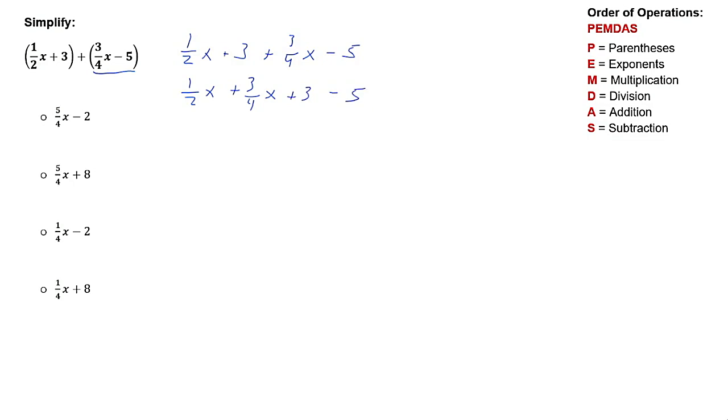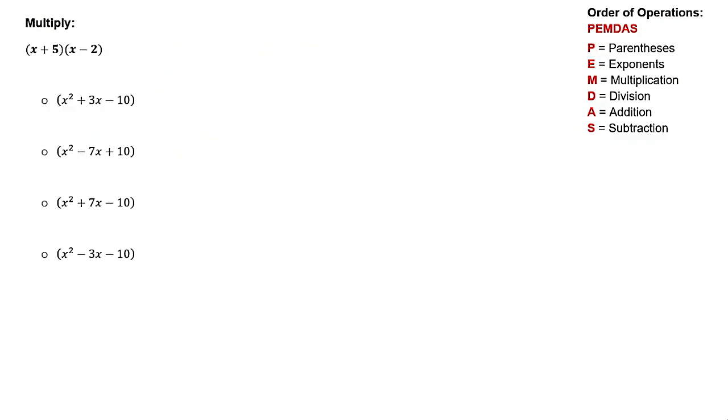If I want to combine 1/2 x and 3/4 x, we'll find the least common denominator. In this case, we can turn this into 2/4, which is basically the same thing as saying 1/2. And now it combines easily with 3/4. So we have 5/4 x, that's coming from this part. And then we just have to combine 3 minus 5. So that's minus 2. So that's our answer, 5/4 x minus 2.